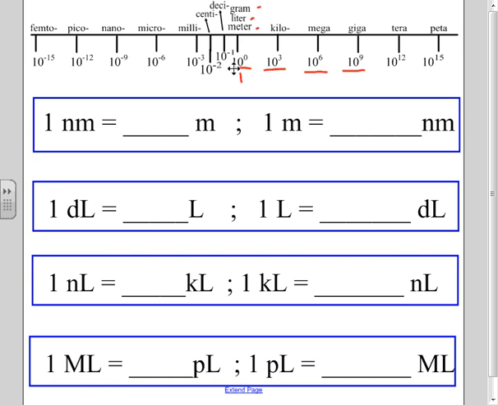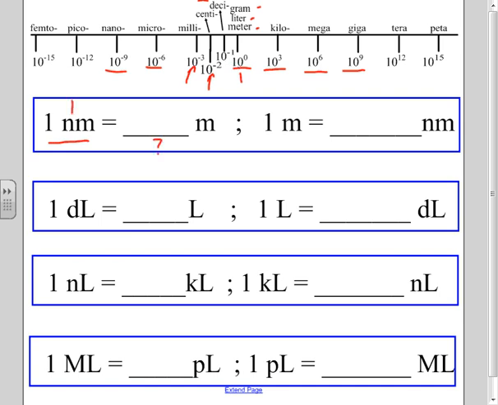On the other side, we have fractions, and so a decimeter is going to be 10 to the minus 1, or a tenth of a gram if it's a decigram. A centigram would be a hundredth of a gram. A milligram would be a thousandth of a gram. A microgram would be a millionth of a gram. Nanogram would be a billionth of a gram, and so on. And we need to be able to convert any unit on this line into an equivalent of another unit on this line. For example, if I asked you 1 nanometer equals how many meters?